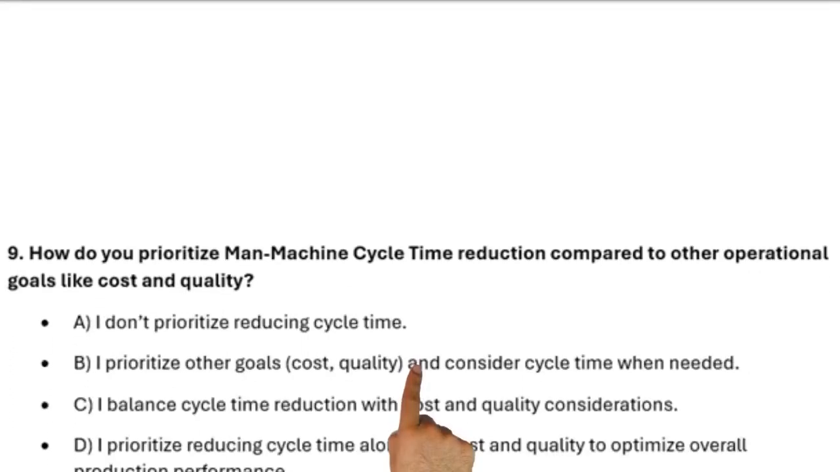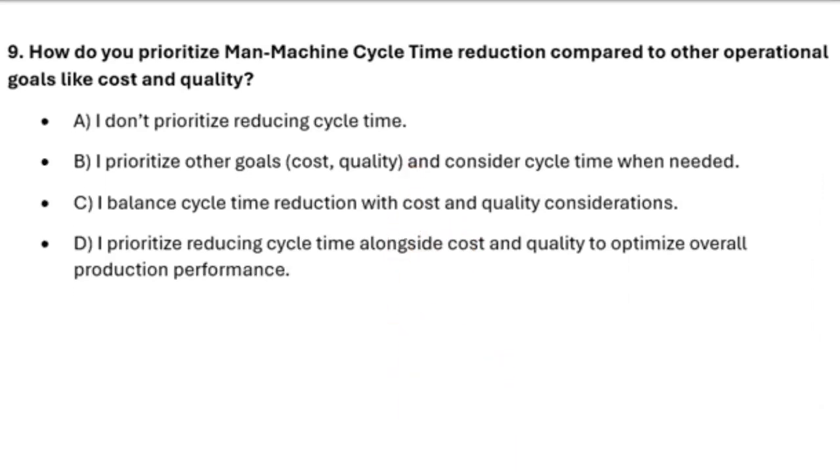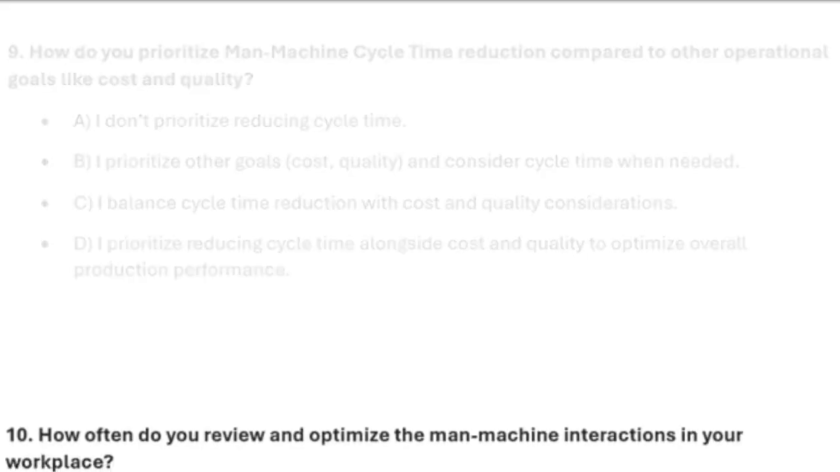9. How do you prioritize man-machine cycle time reduction compared to other operational goals like cost and quality? A. I don't prioritize reducing cycle time. B. I prioritize other goals, cost and quality, and consider cycle time when needed. C. I balance cycle time reduction with cost and quality considerations. D. I prioritize reducing cycle time alongside cost and quality to optimize overall production performance.